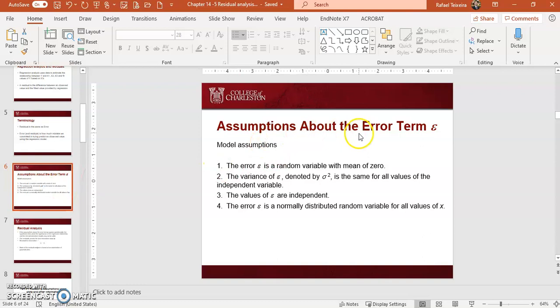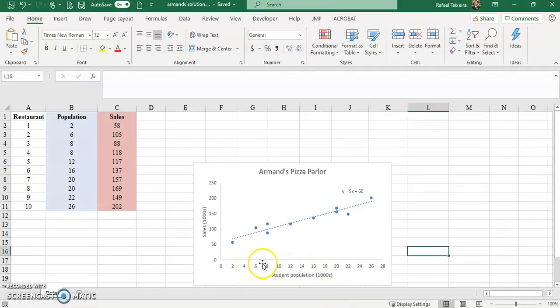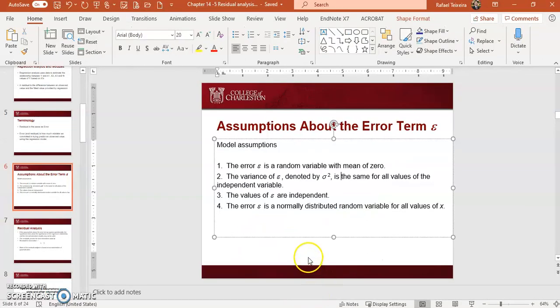So what are the assumptions about the residual or the error terms? The error term is the Greek letter epsilon in our regression equation. The model assumptions are: the error term is a random variable with mean of 0. The variance of the error, denoted by sigma squared, is the same for all values of the independent variable. So regardless of the value of the independent variable, regardless of how large the student population is, the variance of residuals is always the same. The values of the error term are independent, and the error term is a normally distributed random variable.